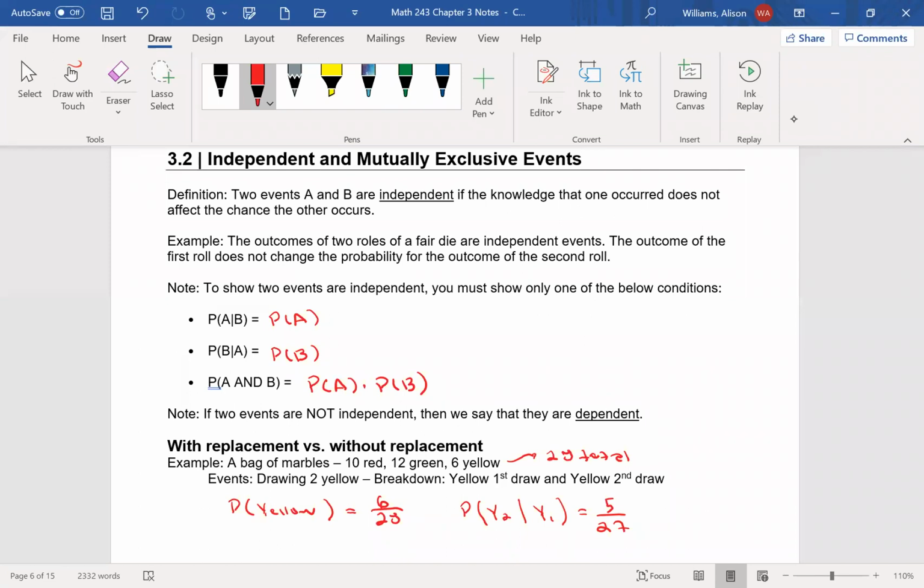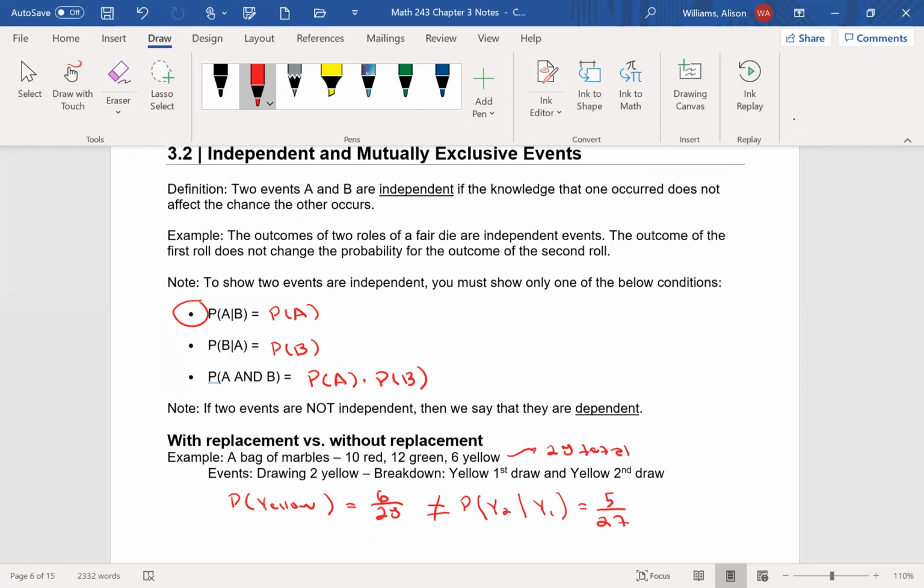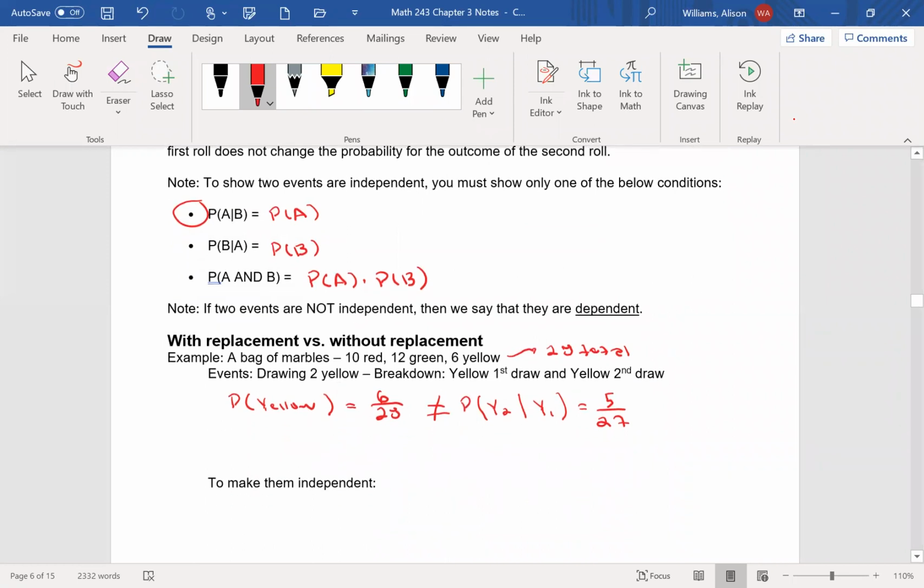So you'll notice that these are not equal. I've kind of shown that based on this discussion up here, that the conditional probability doesn't equal the probability of just drawing a yellow in general. So drawing a yellow second is affected when I draw a yellow first. But I could change those odds by making them independent if I use replacement.